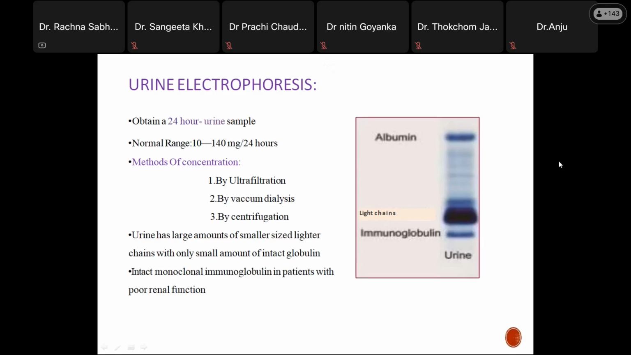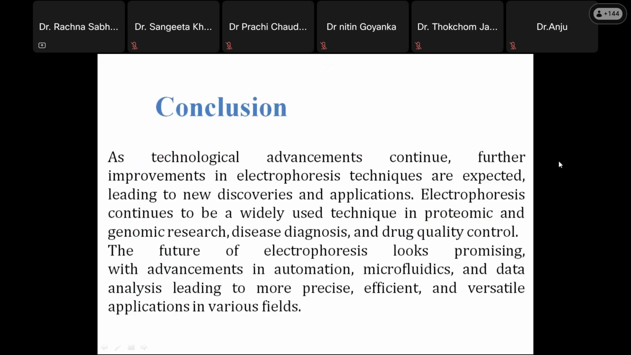We see, in many conditions I've already discussed, small size light chains with only a small amount of intact globulin. Intact monoclonal immunoglobulin is seen in patients with poor renal function also. You can see a very sharp band of light chain, shown in this diagram, in this figure. How this contributes to diagnosing this condition is very, very important.